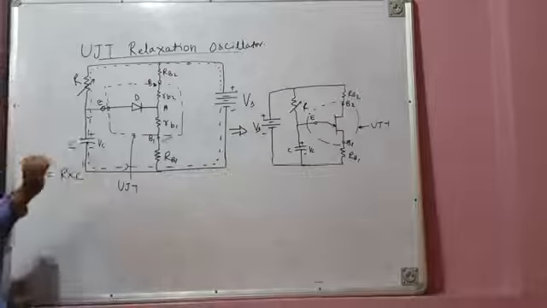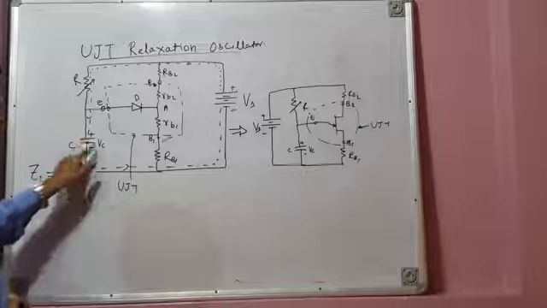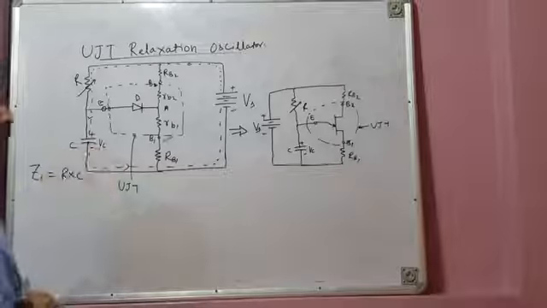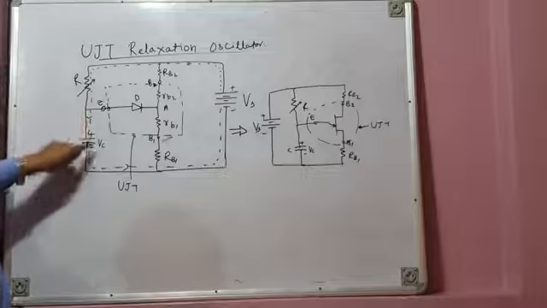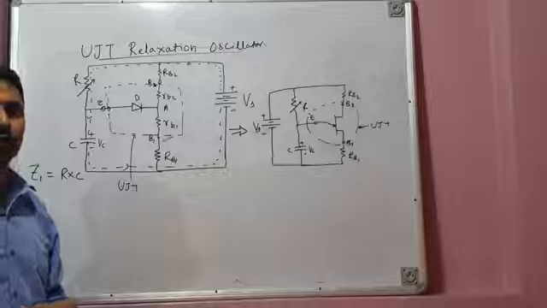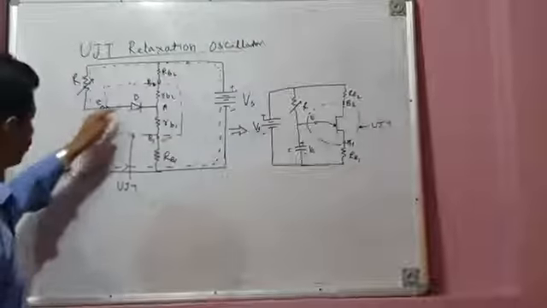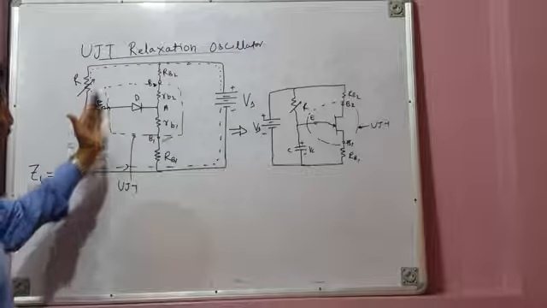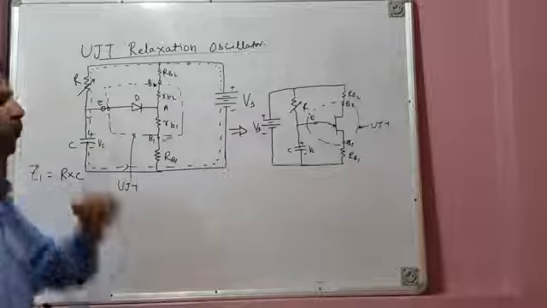And this RC time constant will determine the rate at which this capacitor voltage rises, at which the capacitor is charged. So what happens when the capacitor is charged? Because of this charging current, the VC, capacitor voltage, goes on increasing. Now this VC acts as your DC source for your UJT.